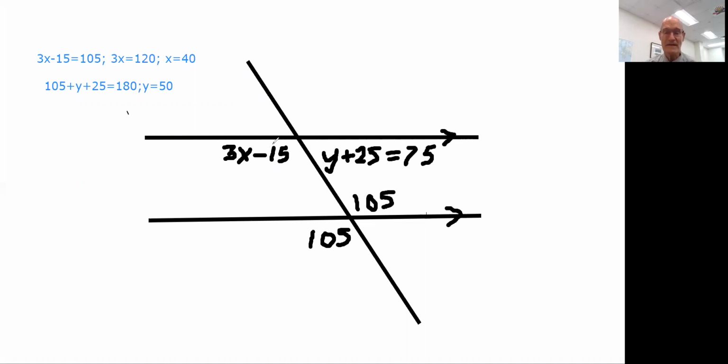But once again, that's the type of problem we look at. So if you look at your homework, you've got a couple of problems that are similar to this. So determine what type of relationship you have with your angles, and then go ahead and solve for your x's and y's. If you have questions, send me an email and I will get back to you.